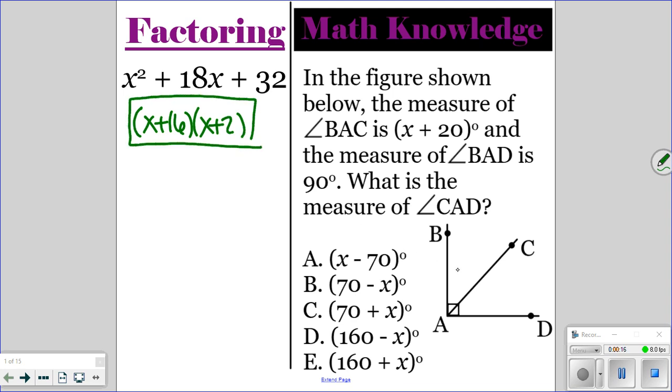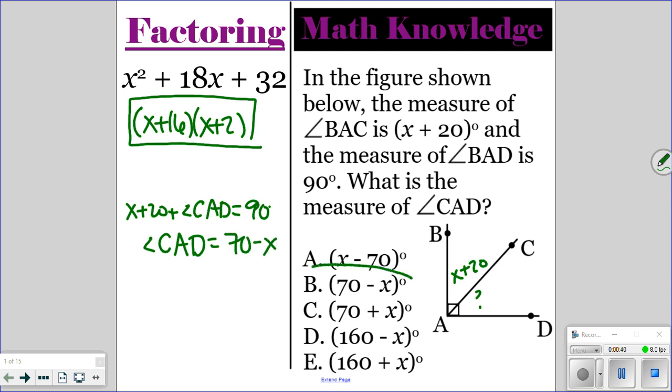For the math knowledge question, this angle here is x plus 20, and we are looking for this one. So we know that x plus 20 plus the angle CAD has to equal 90 degrees, because together they make a right angle. They are complementary. So if you subtract 20 and you subtract x, the measure of angle CAD is going to be 70 minus x, which is B. So that would be your answer.